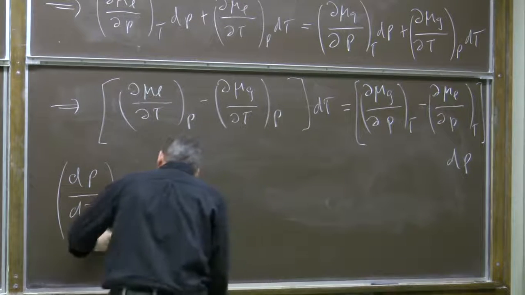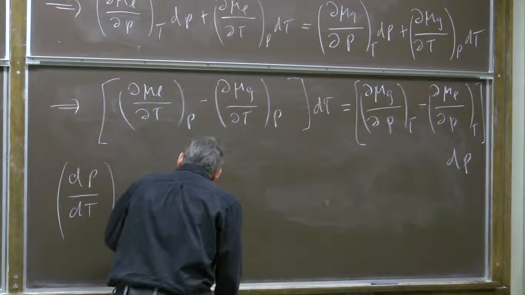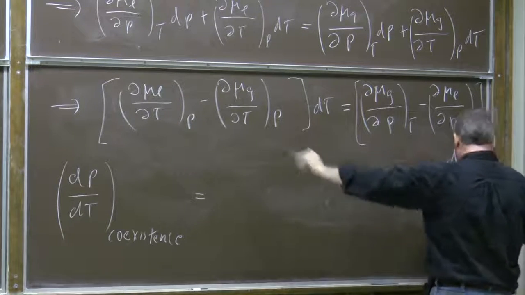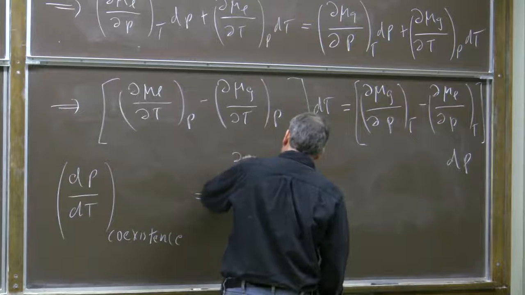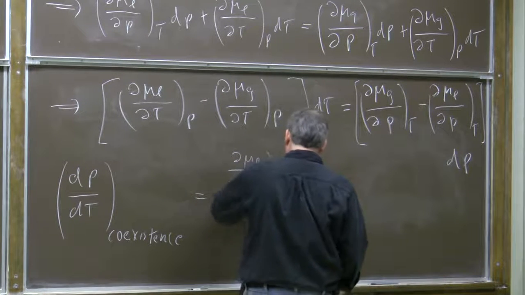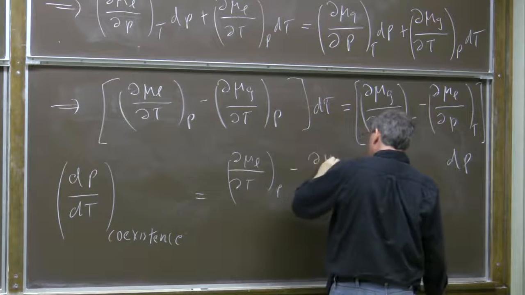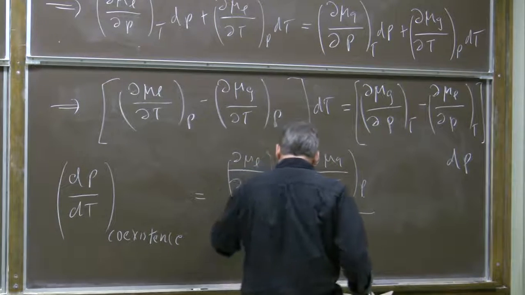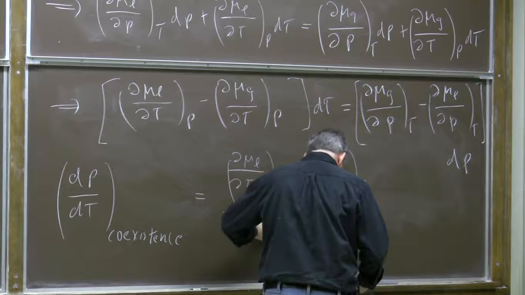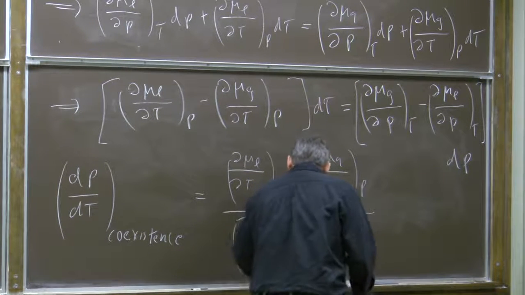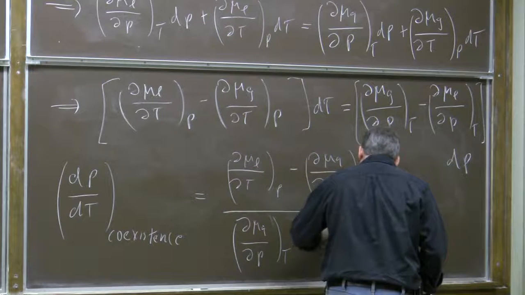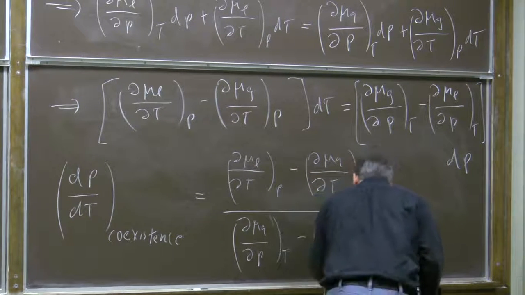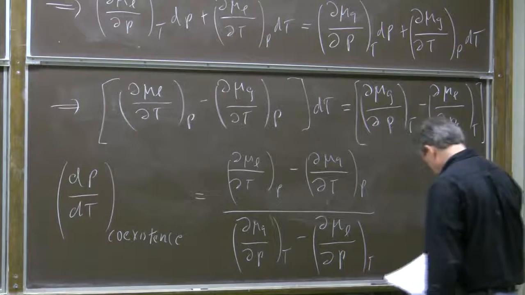Okay. So under phase coexistence, dividing by d tau and putting this in the denominator on the other side: the derivative of chemical potential of the liquid with respect to temperature at constant pressure minus the derivative of chemical potential of the gas with respect to temperature at constant pressure in the numerator, and the chemical potential of the gas differentiated with respect to pressure at constant temperature minus the chemical potential of the liquid differentiated with respect to pressure at constant temperature in the denominator.